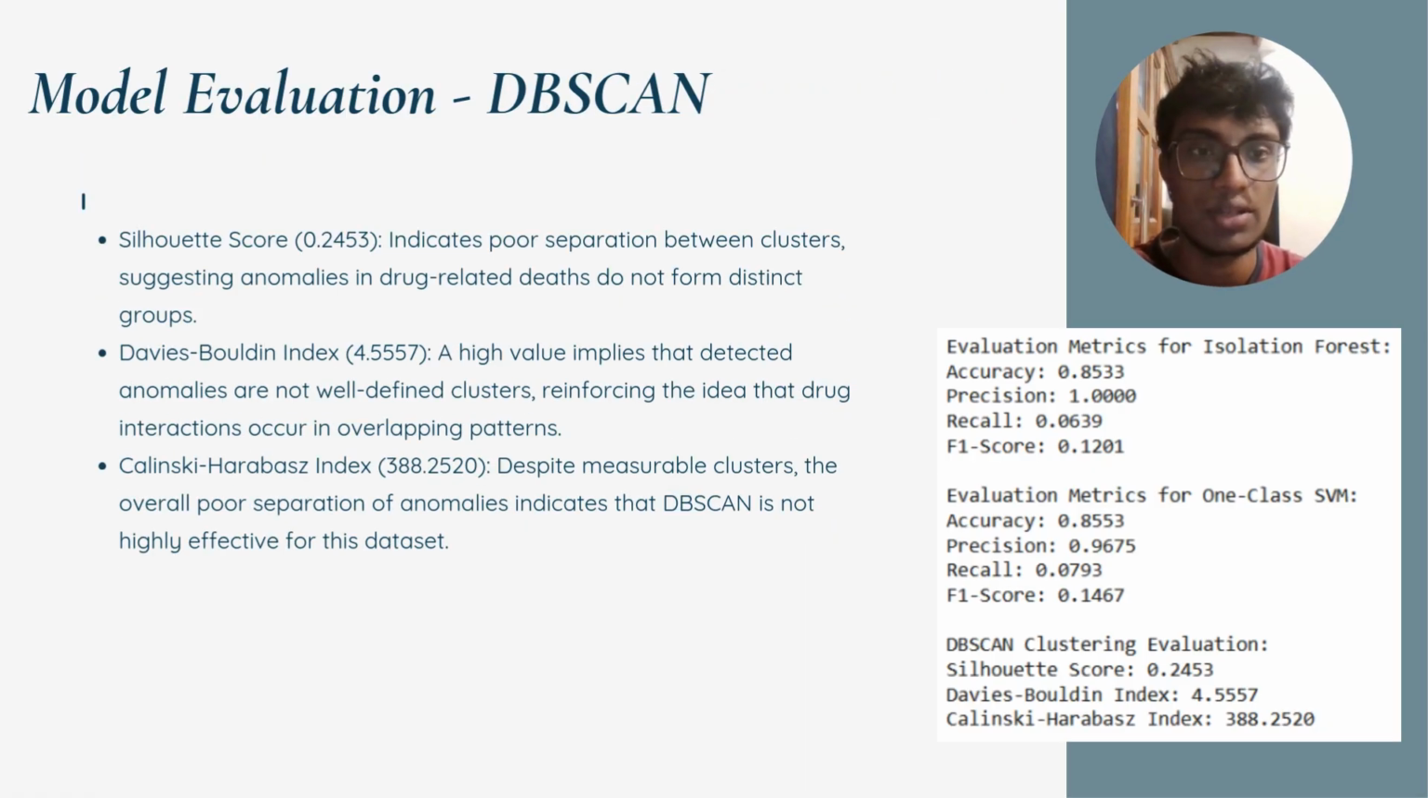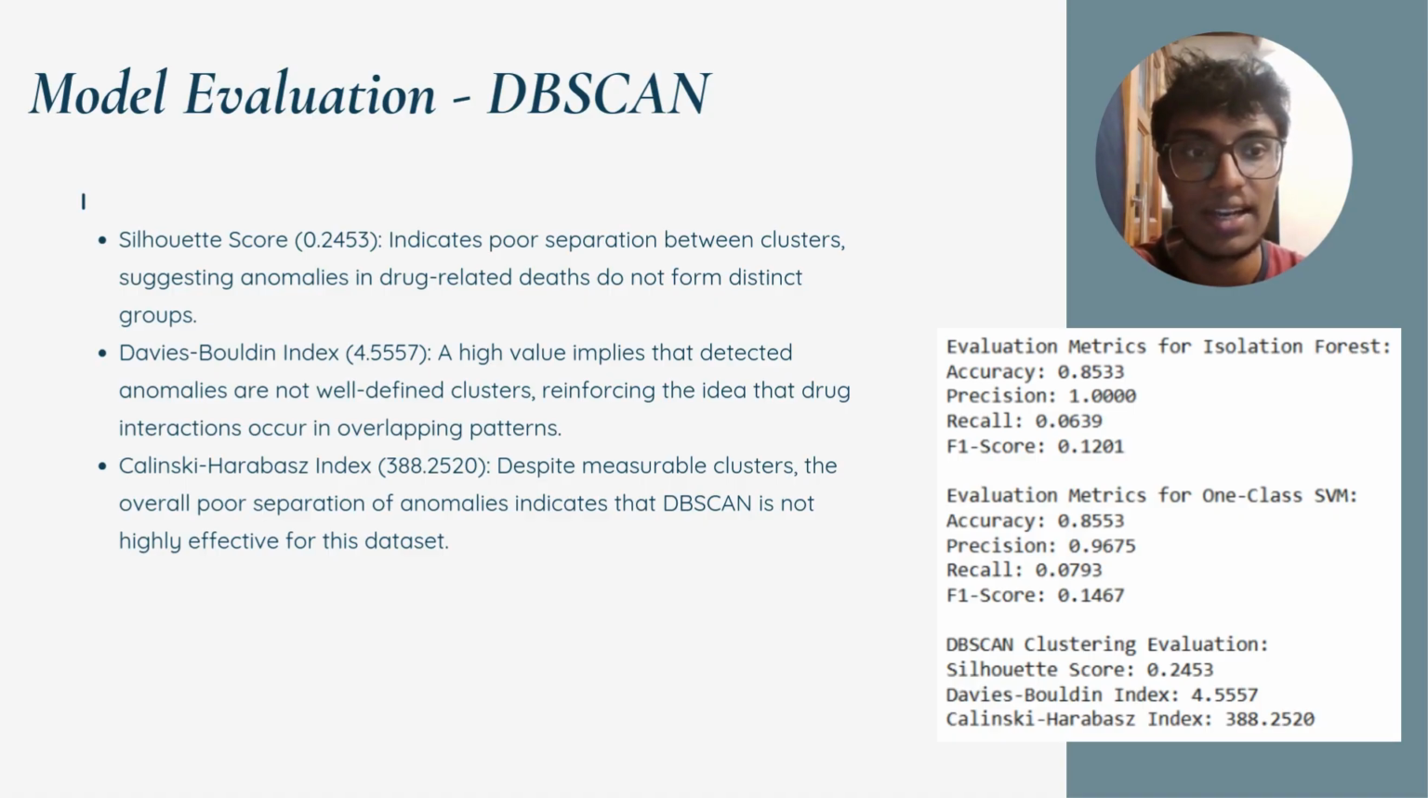For DBSCAN, we use clustering validation metrics to assess its effectiveness. The silhouette score was 0.2453, which suggests that the detected anomalies did not form well-separated clusters. This aligns with the reality that drug-related deaths do not always have clear distinctions between normal and anomalous cases. The Davies-Bouldin index was 4.5557, indicating poor separation of anomalies from normal cases, further reinforcing the idea that substance use patterns are highly overlapping.